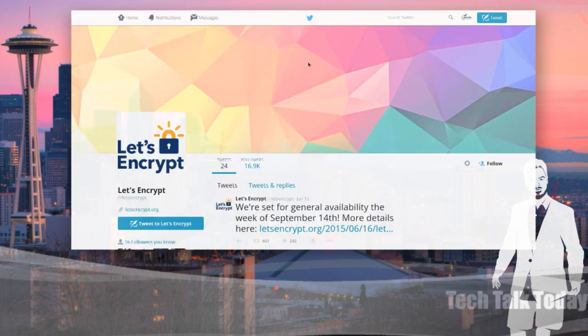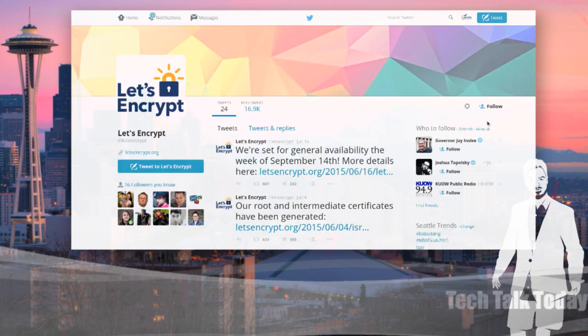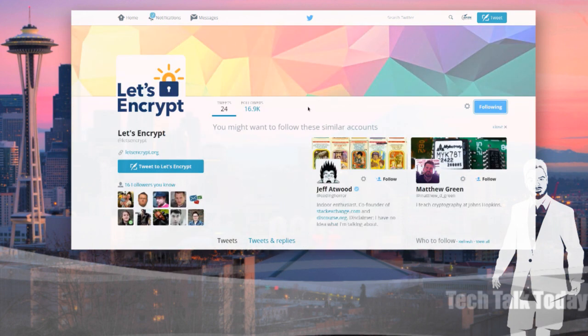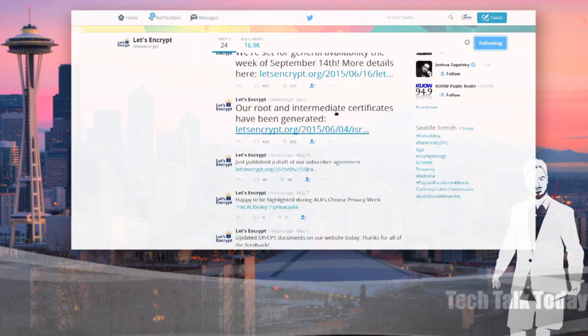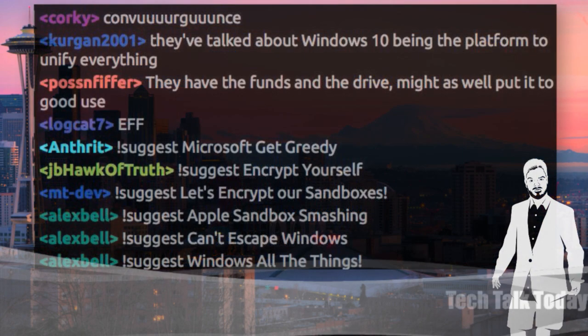And they're on Twitter at Let's Encrypt. I'm going to follow them right now. Sounds right to me. Yeah, that's what it sounded like the initiative was. I'm really tempted to try it out. And some people think that might not necessarily be a good thing.